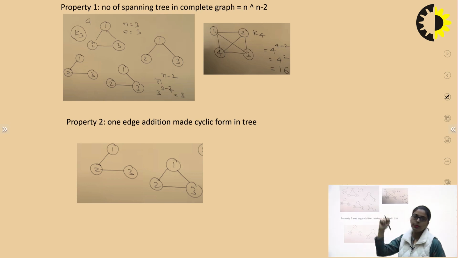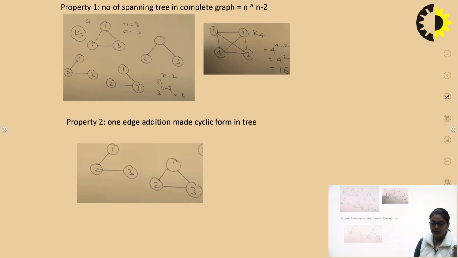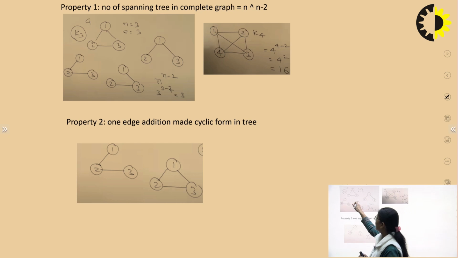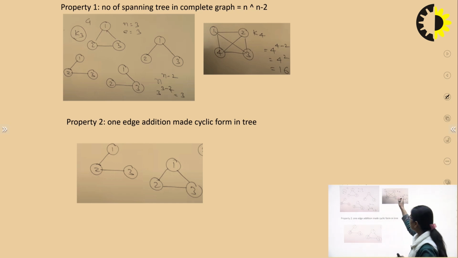Firstly, these properties are for a complete graph, the K graph. Maybe this is K3, the complete graph, or in a planar graph with 3 nodes and 3 edges to complete it, which is known as K3, or we can say K4. In any complete graph, the number of spanning trees is always n to the power n minus 2, which was already covered in the previous slide.